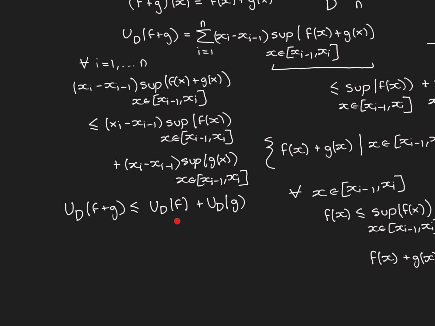And that is the inequality that we wanted, that the upper Riemann sum of f plus g is less than or equal to the upper Riemann sum of f plus the upper Riemann sum of g. It's an inequality relating upper Riemann sums of f plus g to the upper Riemann sums of f and the upper Riemann sums of g. We'll have a break here, and in the next video we'll derive the equivalent inequality for the lower Riemann sums.